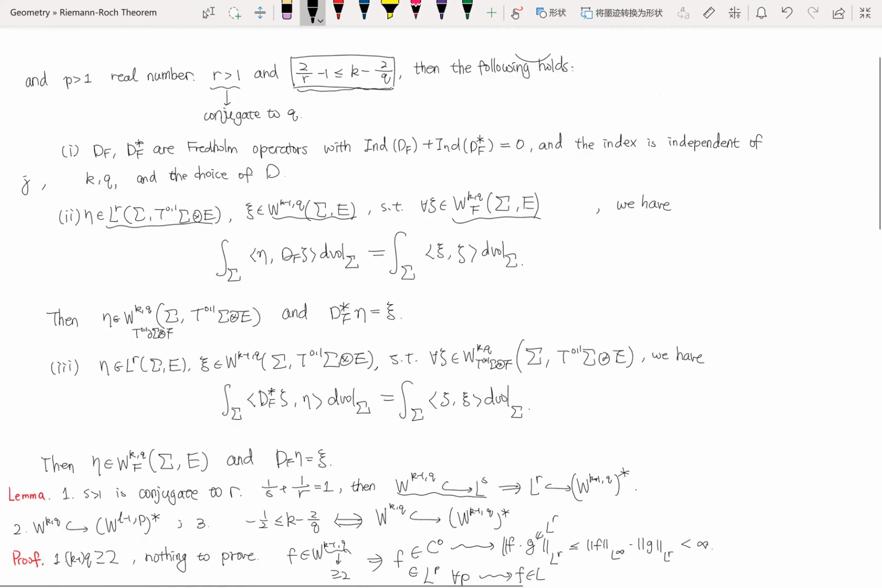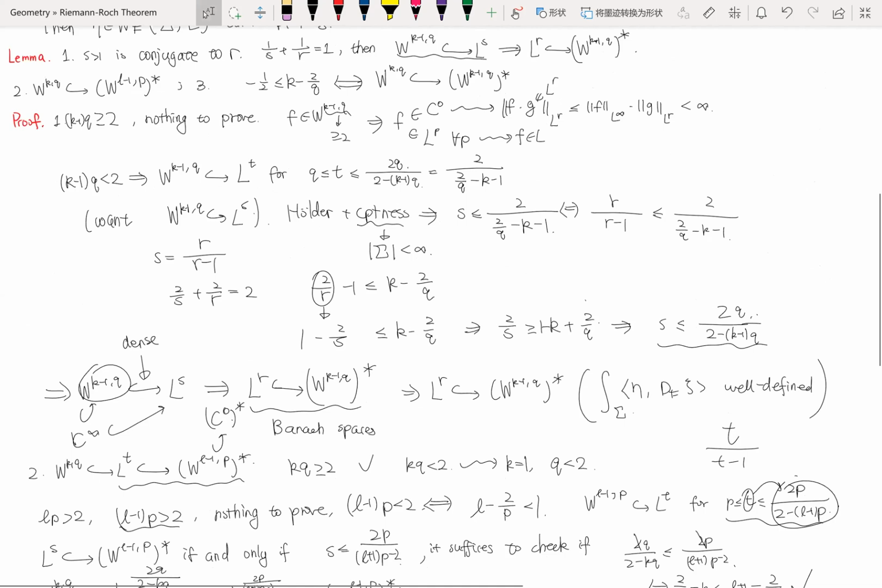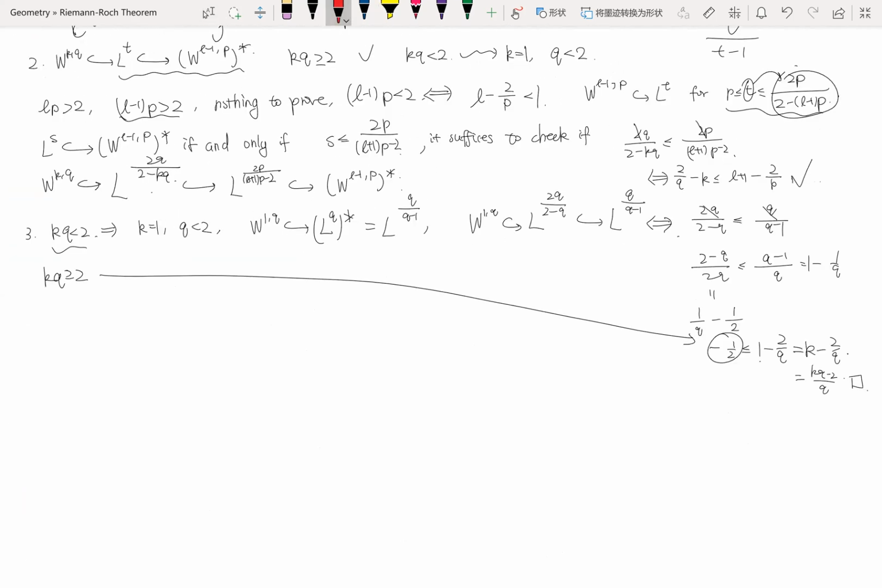So the last statement is vital in our treatment of non-smooth operators. And now we begin the proof in the case d_f and d_f star is of class W^{k,p}, W^{L,p}.